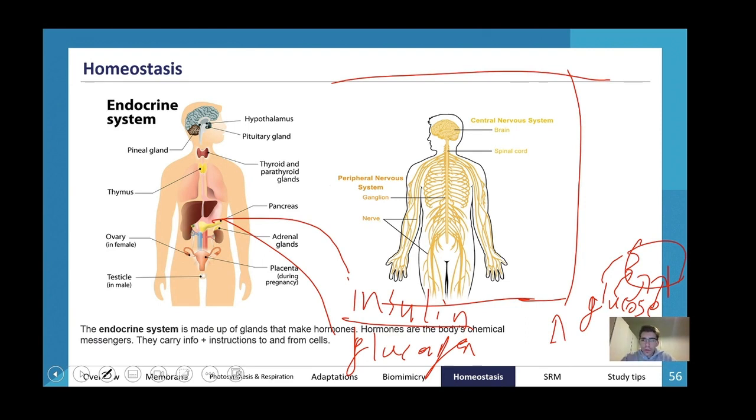Now, as glucose is absorbed, the concentration of glucose in the bloodstream can fall. Sometimes it can fall below the normal concentration of what it should be. And if it does, then there will be a signal sent to the pituitary gland, and the pituitary gland will send a signal to the pancreatic gland to release glucagon. Glucagon then will release sugar back into the bloodstream.